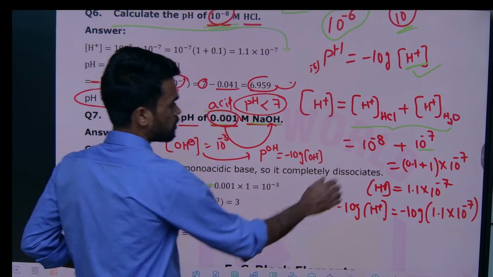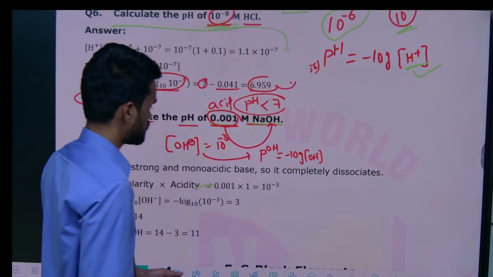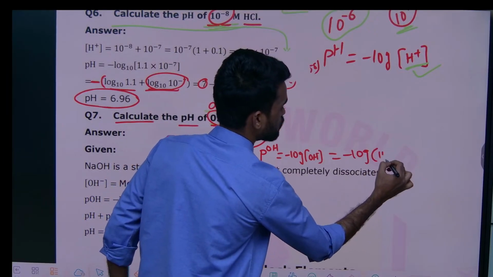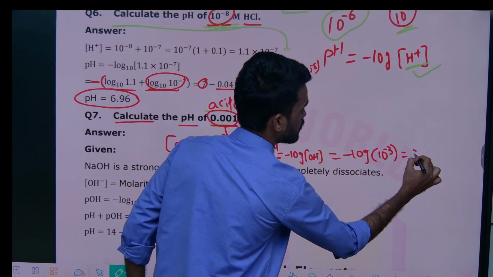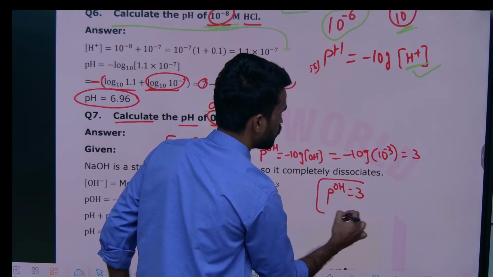Okay. So from here what you can say? So here minus log of 10 power minus 3. So this will be 3. So pOH is how much? It is 3. So pOH is 3.